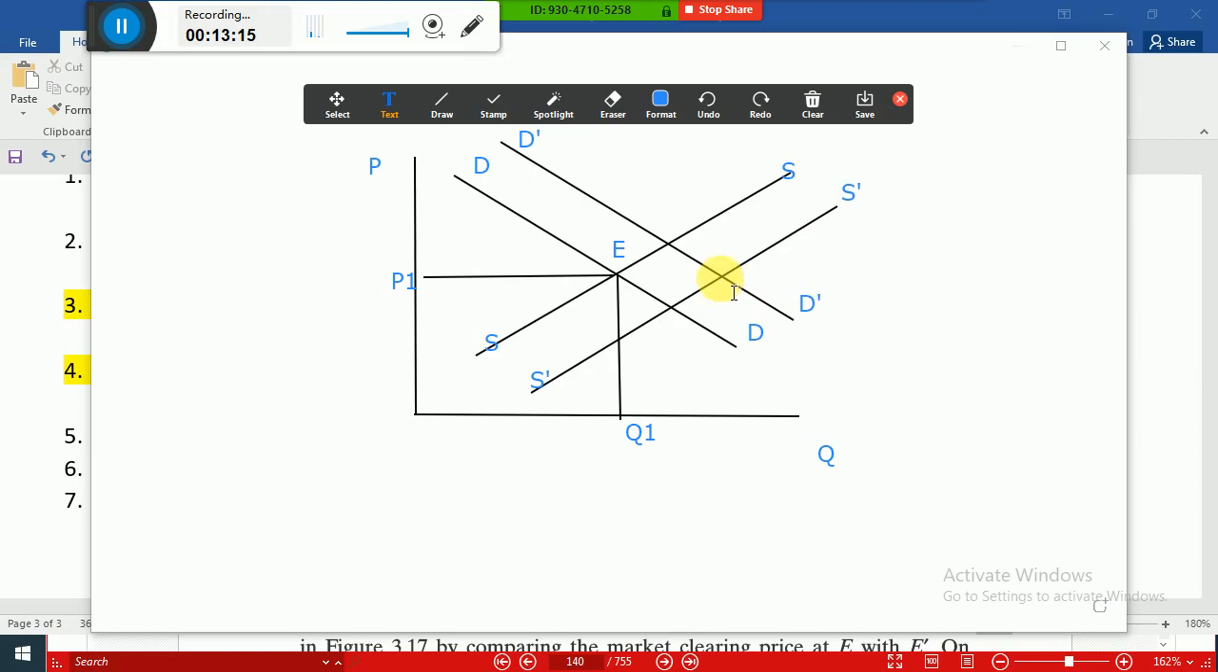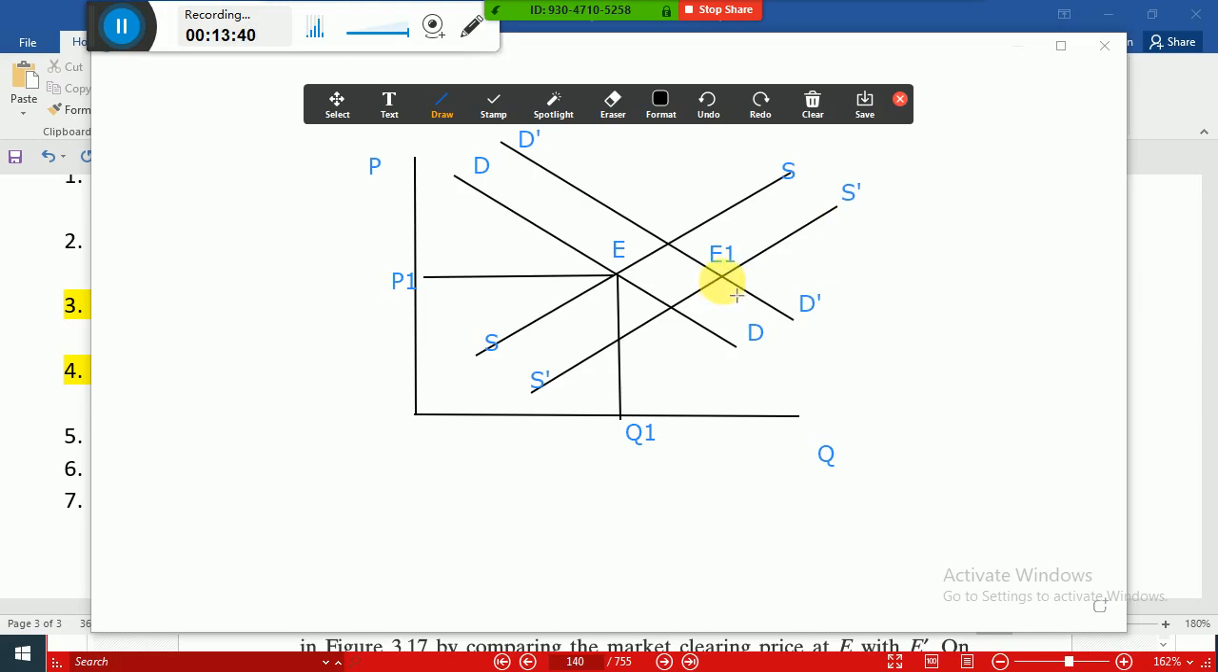So this is that point. We can label this as E1. This is the new equilibrium point of this market. So what is the impact of an increase in supply and an increase in demand on equilibrium price and equilibrium quantity?